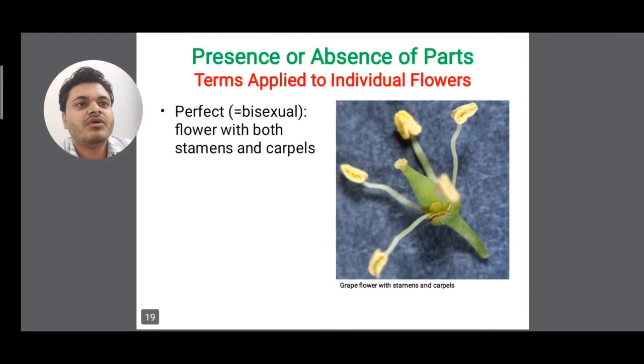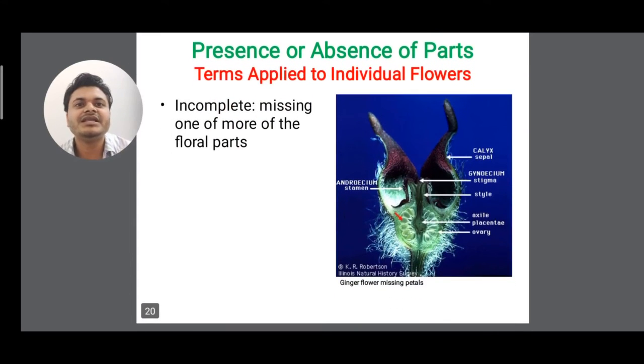Now presence or absence of parts, like a perfect bisexual flower, it is called a complete flower. It is called a bisexual flower, that means both stamens and carpels will be present. Now an incomplete flower means something will be missing, one of the flower parts will be missing. It can be the male part, it can be the female part. So if the male part is missing, then it will be called a female flower, and if the female part is missing, then it will be called a male flower.